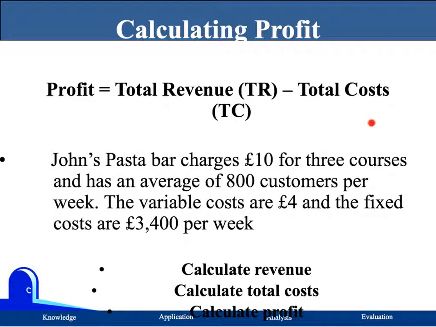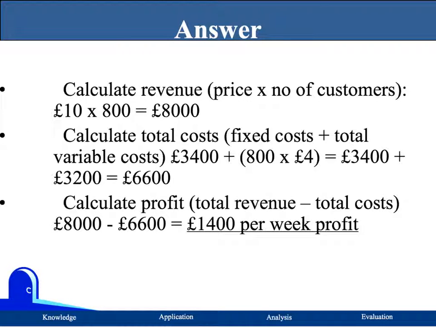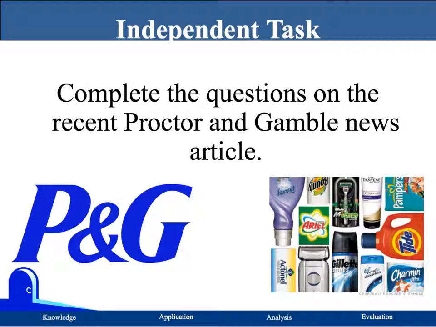Remember, in an exam, you may have to calculate the fixed costs and the variable costs individually, add these up, and then deduct from the total revenue figure. Have a go at the example below. Profit was £1,400 per week. Did you manage to calculate the correct amount? Use a case study you have been given on a separate sheet of paper to complete this independent task.